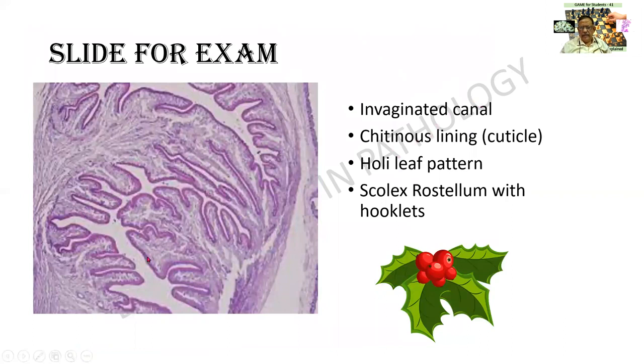This again is a classical one. It's a slide for the examination. I am able to find an invaginated canal with a chitinous lining, which will be somewhat pinkish, eosinophilic, and anucleated. And these are the walls of it. Externally, there can be an outer chitinous lining that can be seen. So this is called a holy leaf-like pattern. Compare this leaf with this, you find that the outlet of the lumen is more or less similar to the holy leaf. And as I told you, if you are lucky enough, you can see the scolex or the head along with the rostrum and the hooklets.